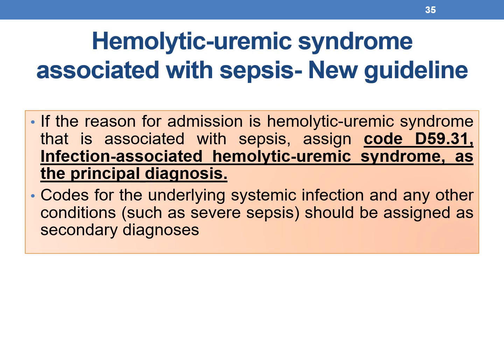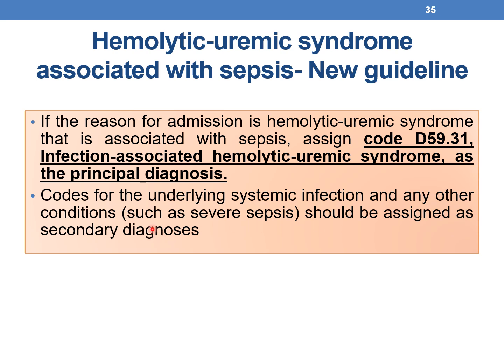Now finally coming to the new guideline that was introduced this year since October 1st. Hemolytic-uremic syndrome associated with sepsis. If the reason for admission is hemolytic-uremic syndrome that is associated with sepsis, assign code D59.31, infection associated hemolytic uremic syndrome, as the PDX, and the codes for the underlying systemic infection and any other condition such as severe sepsis should be assigned as SDX.